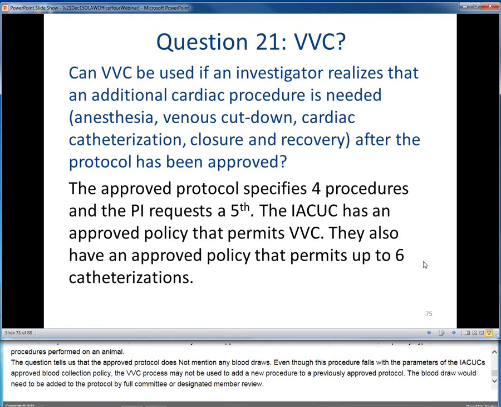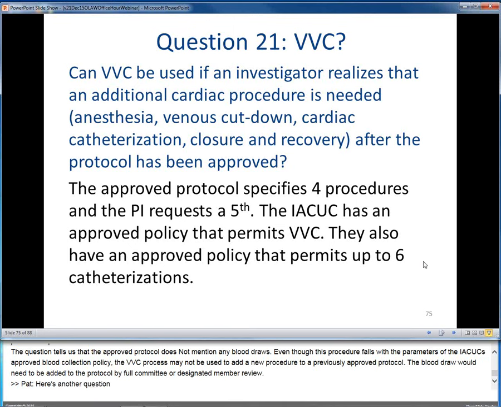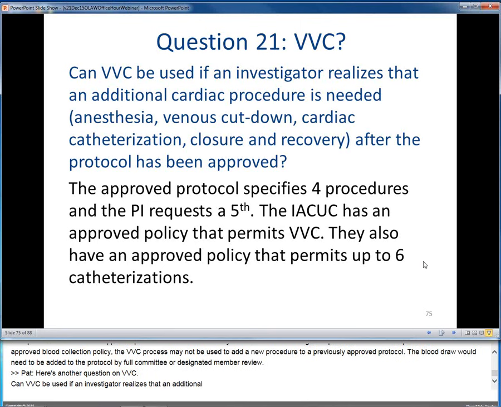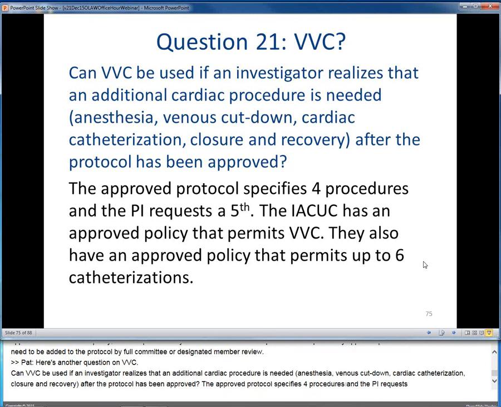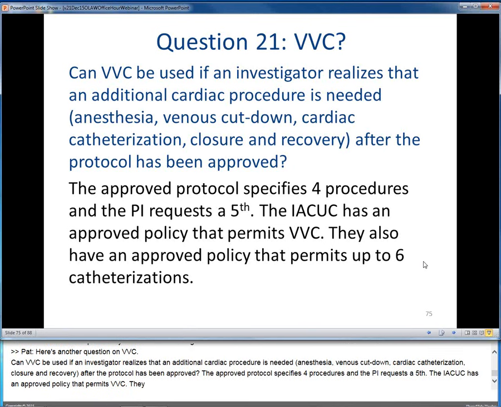Here's another question on VVC. Can VVC be used if an investigator realizes that an additional cardiac procedure is needed? In this case, it includes anesthesia, venous cut down, cardiac catheterization, closure, and recovery after the protocol has been approved. The approved protocol specifies 4 procedures, and the PI requests the 5th. The IACUC has an approved policy that permits VVC. They also have an approved policy that permits up to 6 catheterizations.